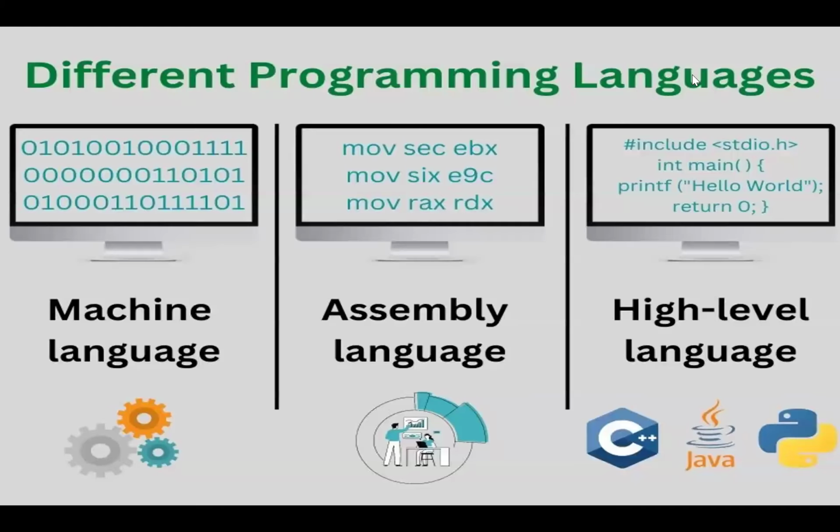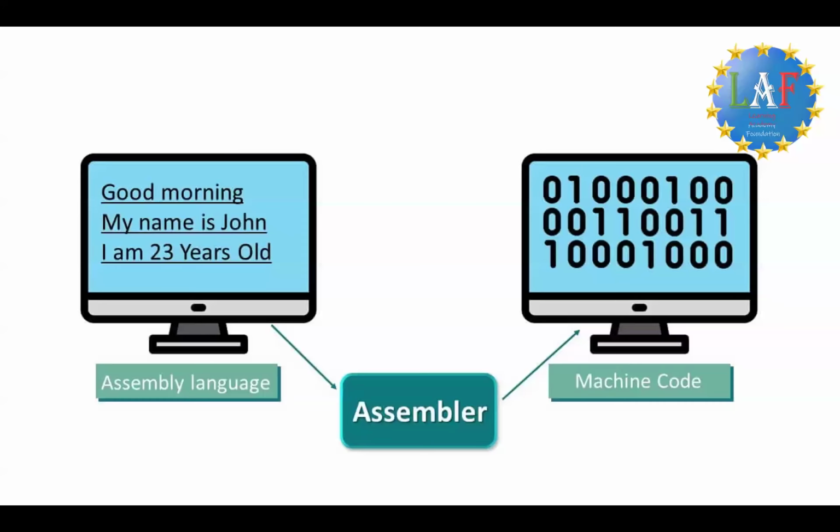A step above machine code is assembly language. It uses short words called opcodes, operation codes, and operands, data or memory locations. Assembly is still close to the hardware, but slightly easier to read. It's often used in embedded systems and performance-critical applications, and makes use of an assembler to convert assembly language to machine code.